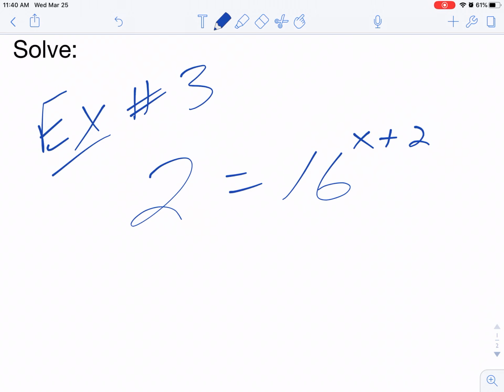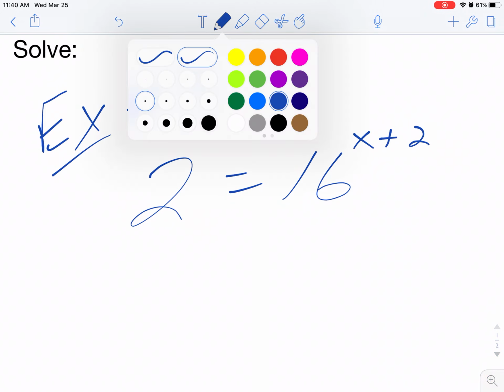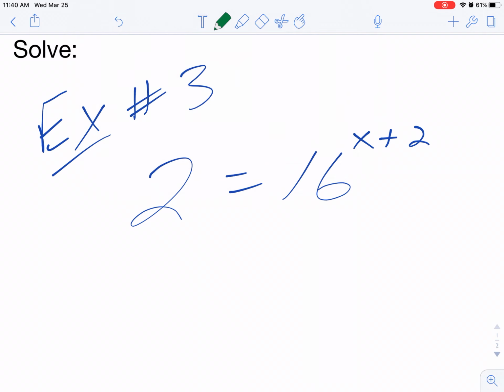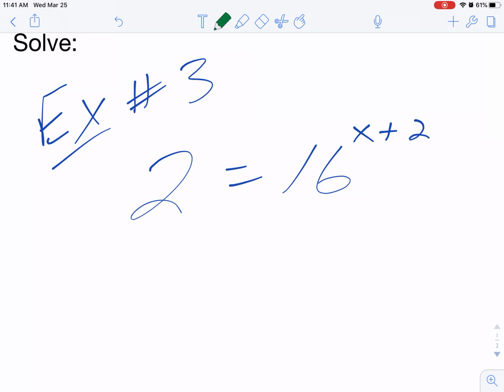So for this next expression, it's not quite as simple. I'm giving you an exponential expression, however the bases are not the same. Notice there's a 2 and there's a 16. Well, those bases aren't the same, so you do have to do a little work first. This has nothing to do with logarithms yet. You need to remember that 16 is a power of 2. 16 is 2 to the 4th power.